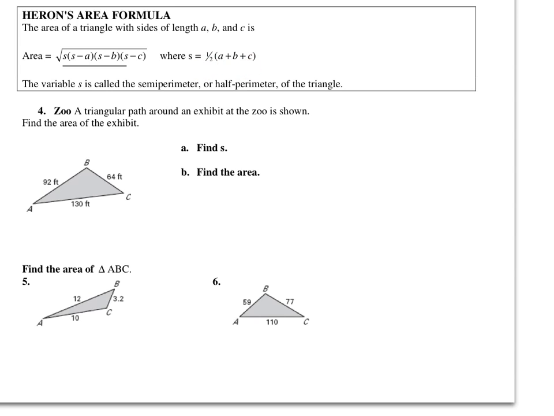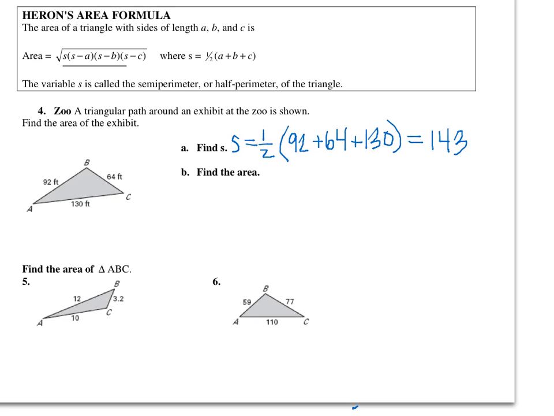So let's do one of these problems. So first of all, we're going to find S. So number 4, it says a zoo. A triangular path around an exhibit at the zoo is shown by the area of the exhibit. So we want to find S. So S equals half times A plus B plus C. So times 92 plus 64 plus 130. Okay, we just do all the sides added up. So if you put that in your calculator, you should get 143.